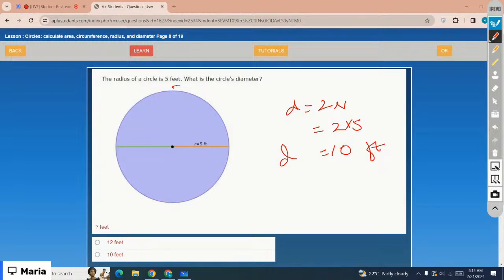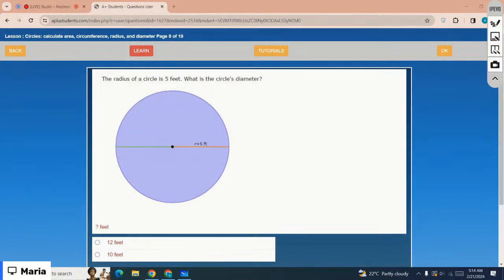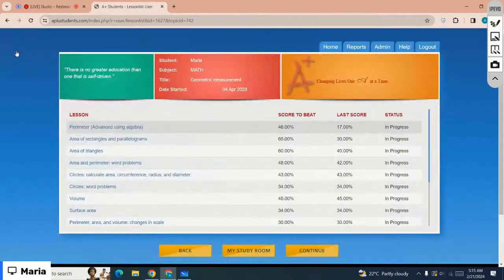Got it? Okay, you can complete the lesson by yourself later today. Let me just move on to the next lesson, and the next lesson is circles word problems, right? You have to do the word problems on your own. They are exactly the same as what we just did, right? The next lesson is volume. Let's just start with the volume.